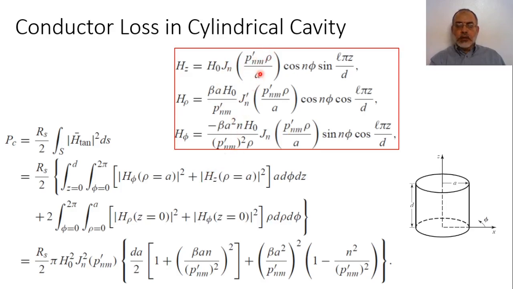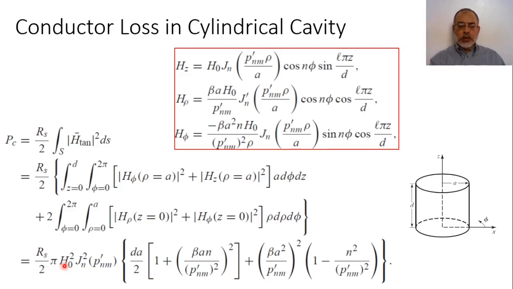At rho equals a, so we are going to replace rho by a. This would be J_n B_n m dash. And the function is actually a function of phi, cosine n phi and sine n phi. And the function of z is sine or cosine l pi z over d. Now by developing these two integrations, we can determine the conductor loss in a final form in this form.